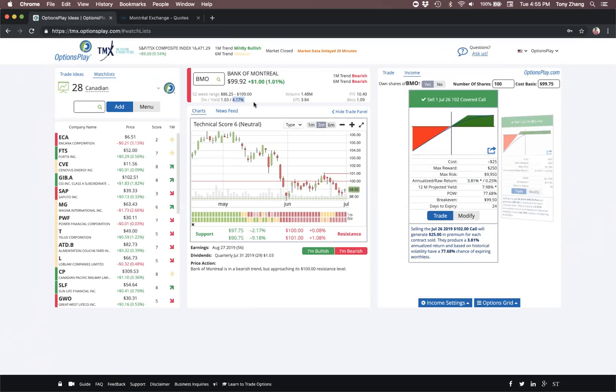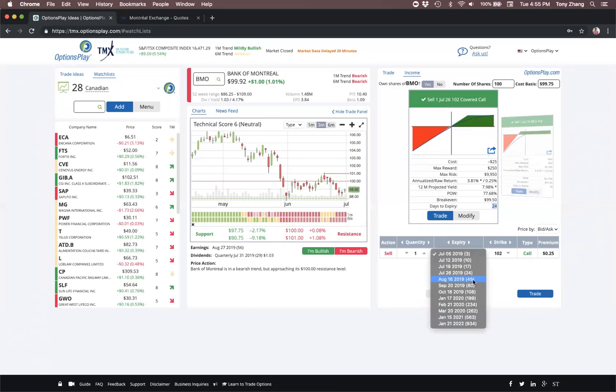This is typically the bare minimum I would be looking for if I'm selling a covered call, but this allows me to start generating yield waiting for BMO to rally. And this generates $25 in income over just 24 days. So you can utilize this, or if you want to modify this, you can go a little further out in time.